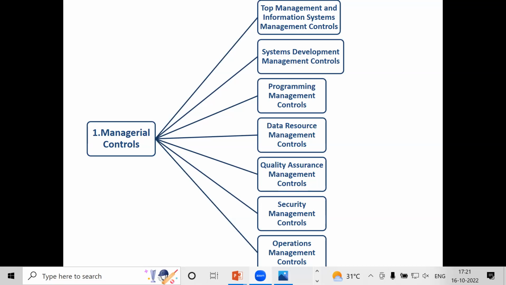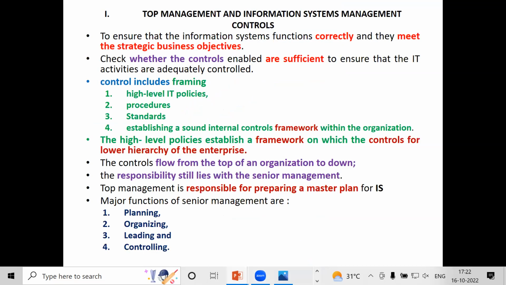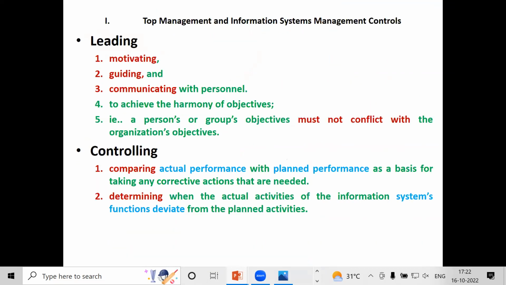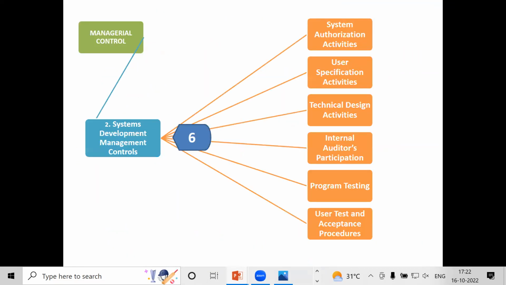Quality assurance management. What is quality assurance? Any data which is processed should give the necessary output. Last but one is security management control, related to confidentiality, integrity, availability. You have firewall, IDS, IPS. Then operations management control. Any operations which are carried out by the management should have the controls. Planning, organizing, directing, controlling. All these things are self-explanatory. We go through that.